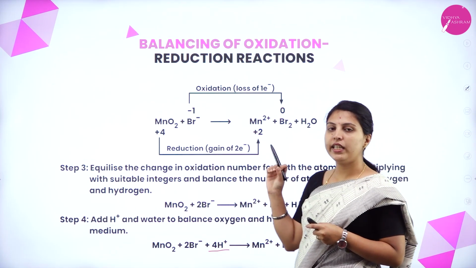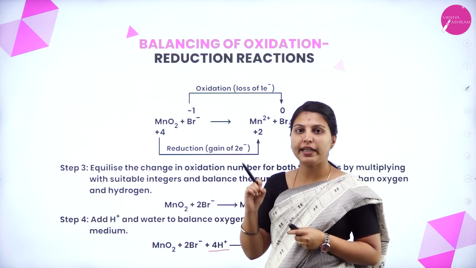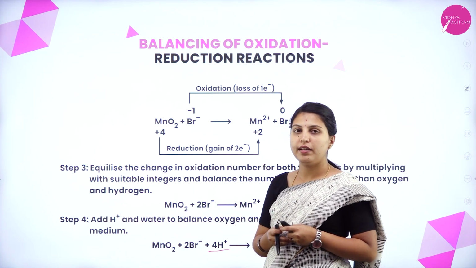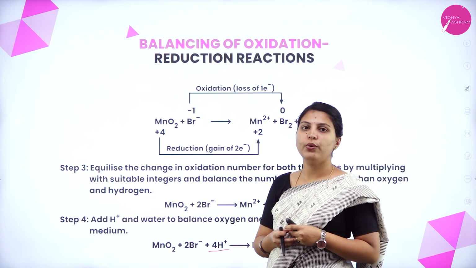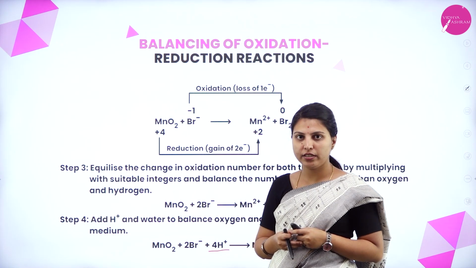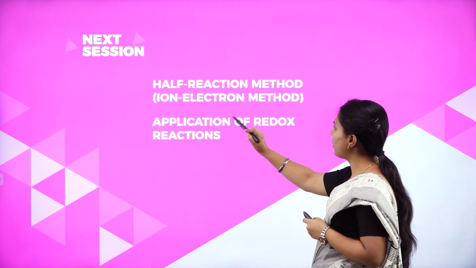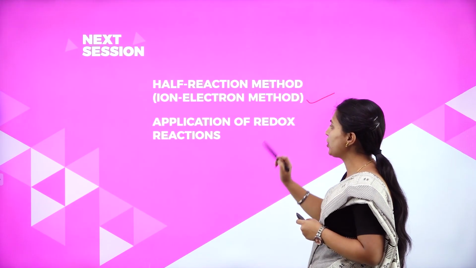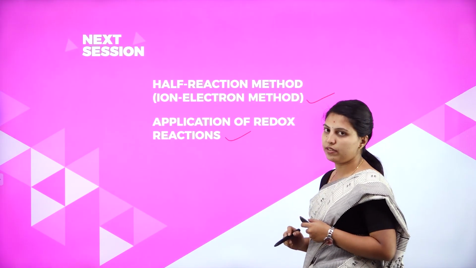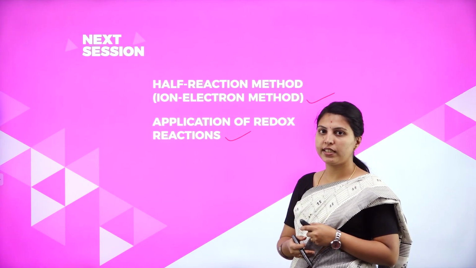These are the 2 examples to understand the oxidation number method, which is used to balance redox reactions. In the next session, we will discuss the half reaction method or ion electron method, and the applications of redox reactions. These are the 2 contents which will be discussed in the next session.